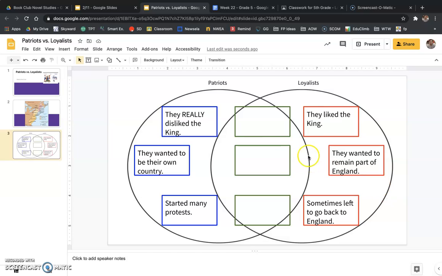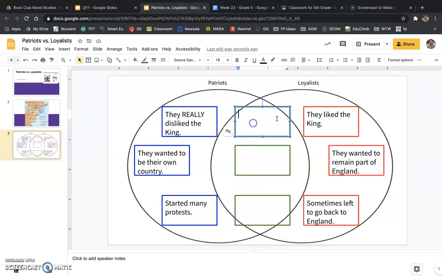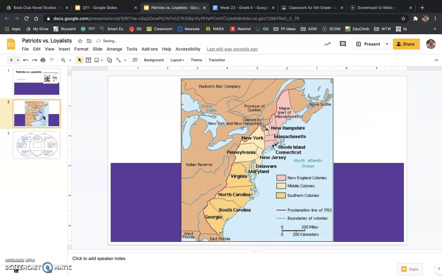Okay, so now we're going to talk about, last today, the three things that are similar between these two groups. Okay, the first thing is obvious. They lived in the colonies. They lived in the colonies. Okay, so both of these groups, Patriots and Loyalists, both lived here in the 13 colonies.